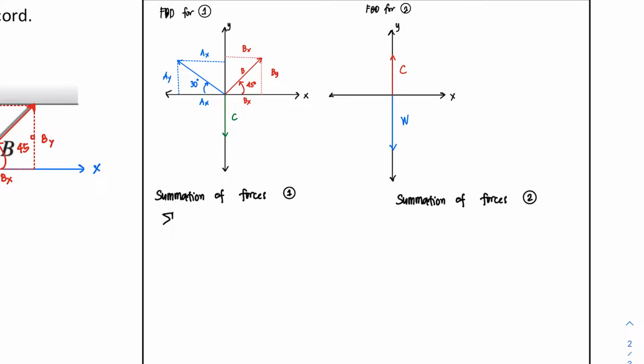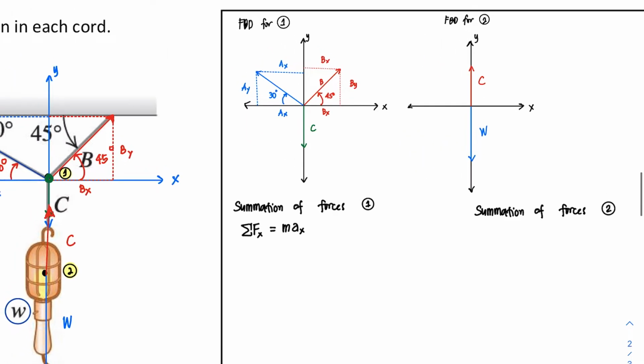We always start with the sum of the forces in only one direction, in this case along the x, and then we equate that to m a sub x. Basically, the m and the acceleration along x refer to the point where you are sketching your free body diagram. In this case, we are talking about the intersection over here, and the acceleration is the acceleration at that point.